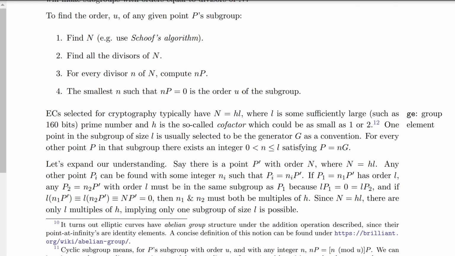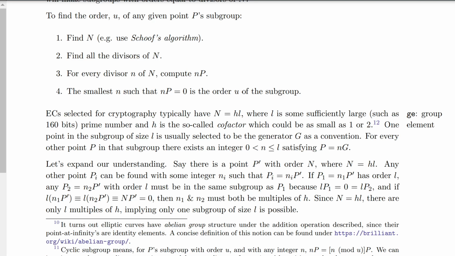So with that, we further note that the elliptic curves selected for cryptography typically have their order equal to h times L, where L is a sufficiently large prime number. In this case, we note, hey, 160 bits sounds reasonable there. And h is a cofactor, which is going to be a very small value, in some cases as small as just 1 or 2.